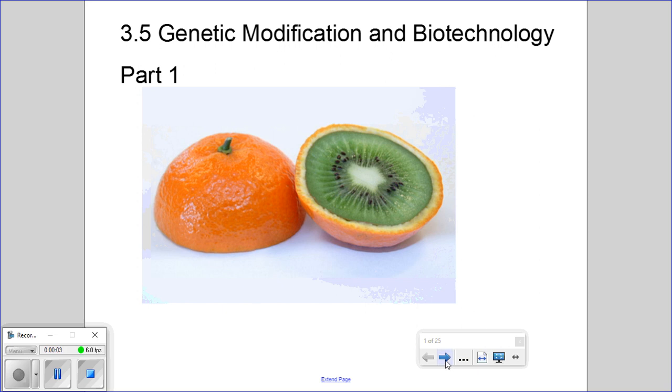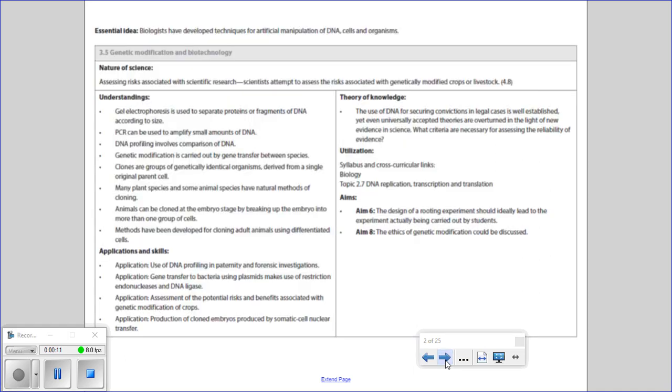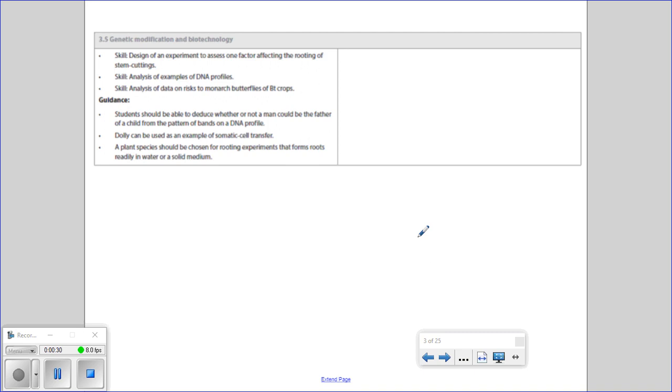This video will cover subtopic 3.5, Genetic Modification and Biotechnology. This is the first video of two. In this video, we will cover understandings related to biotechnologies. And then in the second video, we'll cover understandings related to that of cloning for animals and plants. So applications and skills that we will go through related to genetic technologies, as well as some guidance.